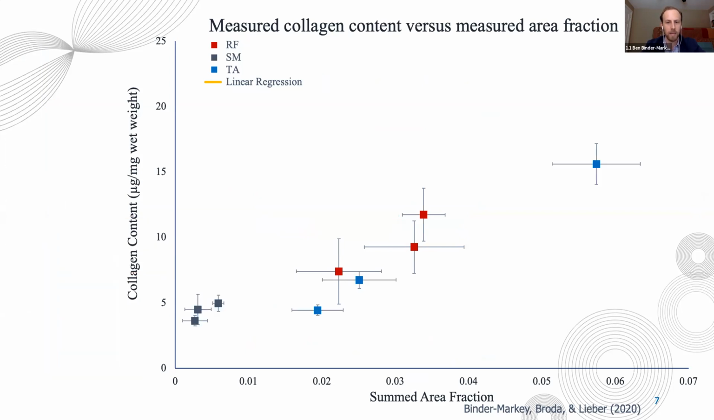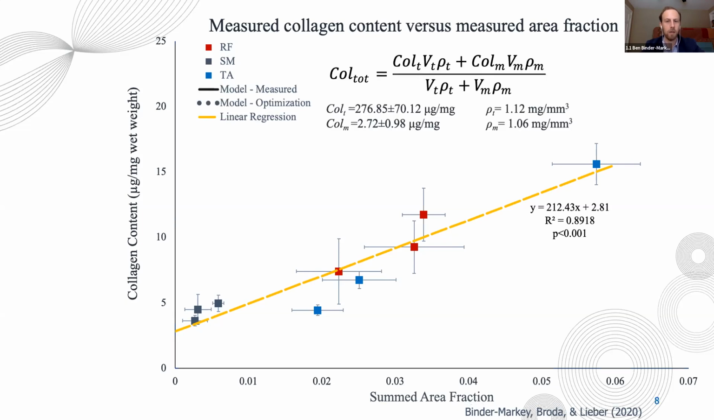Now adding the remaining muscles and conducting a linear regression analysis across the data points, we find a strong correlation, suggesting that collagen content is being driven by the internal architecture of these dense connective tissue structures. To further corroborate this relationship, we approached this problem using two additional independent analyses. The first was to create a law of mixtures model.